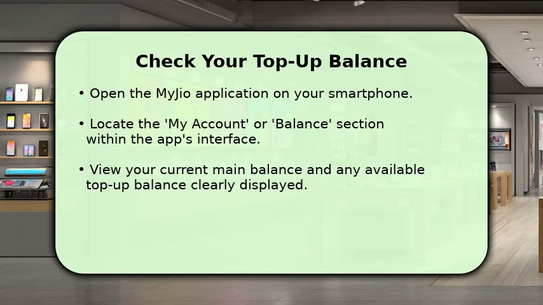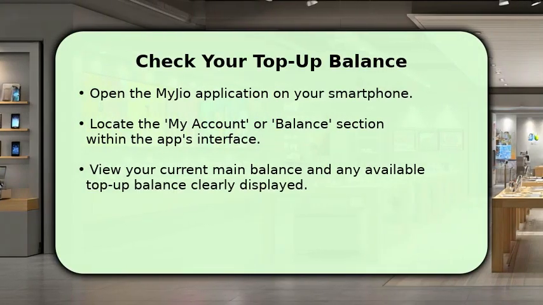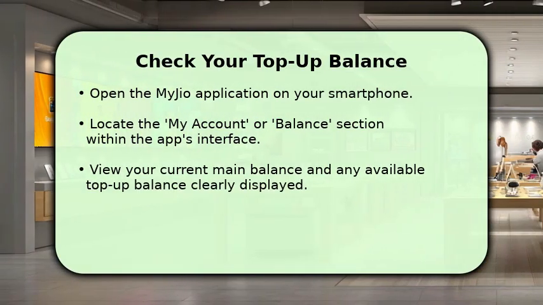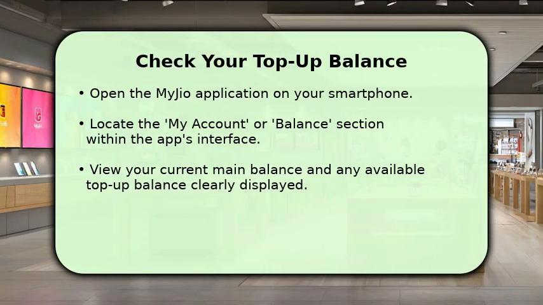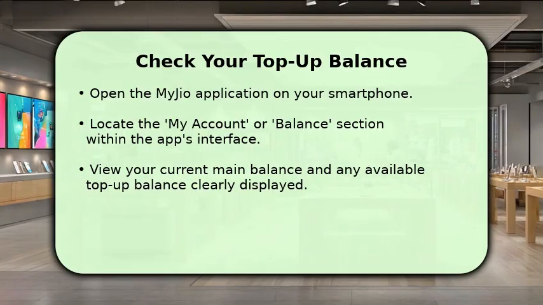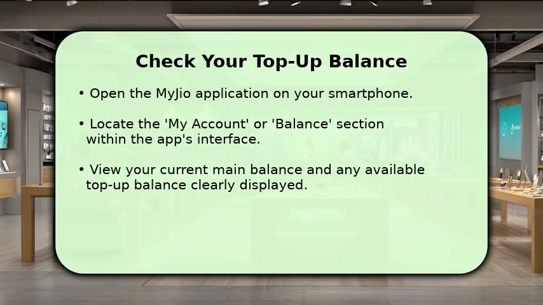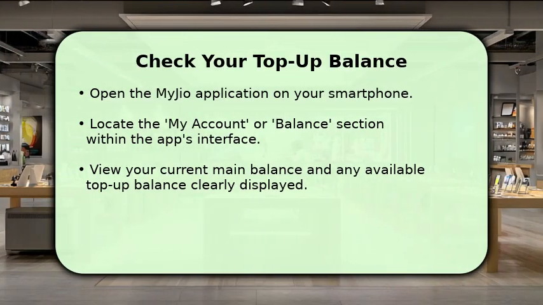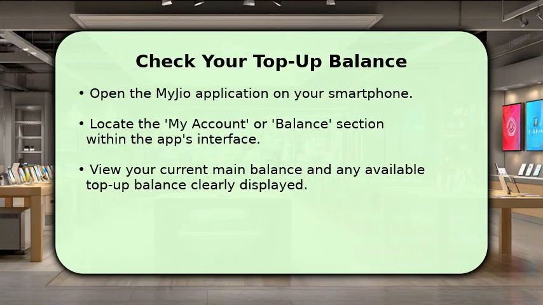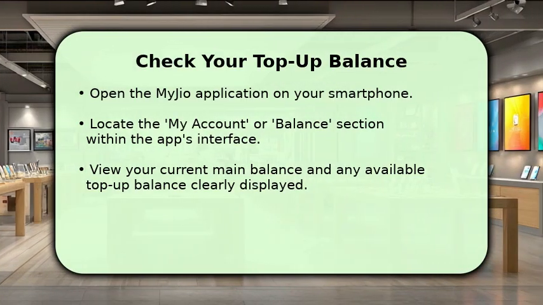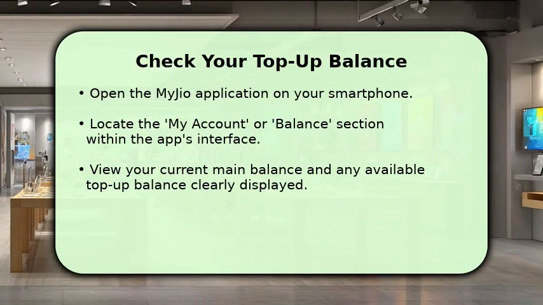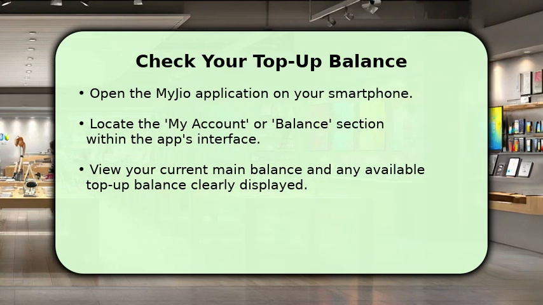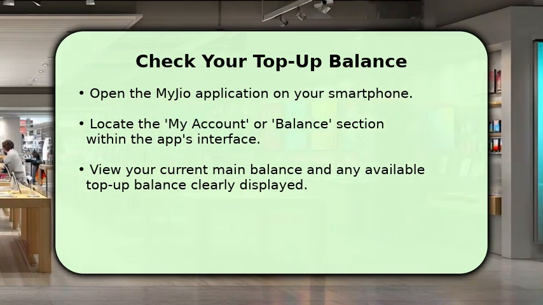To check your top-up balance, simply open the My Geo application on your smartphone. Once the app loads, look for the My Account or Balance section, which is usually prominently displayed on the home screen or within the main menu. Tapping on this section will reveal a detailed breakdown of your current balances, including your primary plan's remaining benefits and any available top-up balance. Knowing your exact balance is the first step before utilizing it for any service.